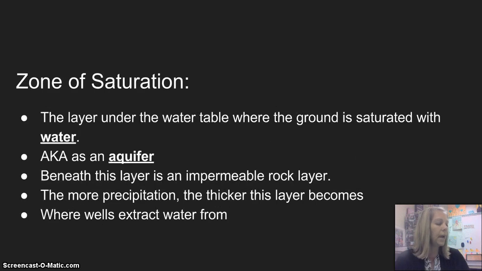All right, so back to the zone of saturation. This is our third vocab term. As far as the description, it will be the layer under the water table where the ground is saturated with water. And it's very important to know that another term for this is aquifer, the whole point of these notes. So zone of saturation is a synonym for aquifer.